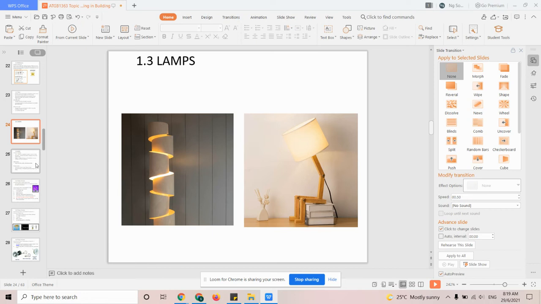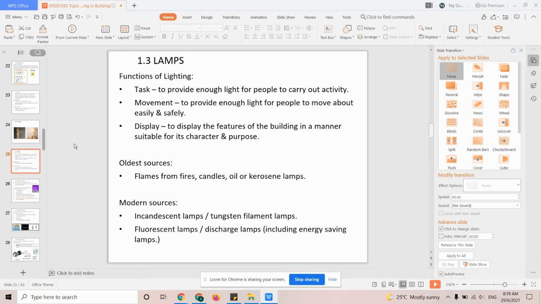Okay, then we have our lamp. So for the function of all this artificial lighting, there are actually three primary functions. Why we want to have artificial lighting is because we want to be able to do our activity, and we want to be able to see and move about safely, and then finally we want to display something. It can be a product that we want to sell, or it can be a building. So this is the function of why there's a creation of lighting in our daily life.